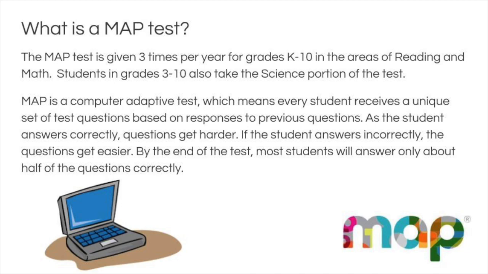MAP is a computer adaptive test, which means every student receives a unique set of test questions based on the responses to previous questions. As the student answers questions correctly, the questions get harder. If the student answers incorrectly, the questions get easier. By the end of the test, most students will answer only about half of the questions correctly.